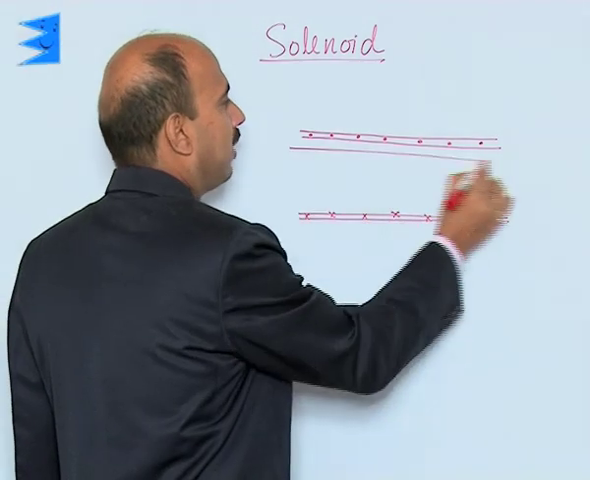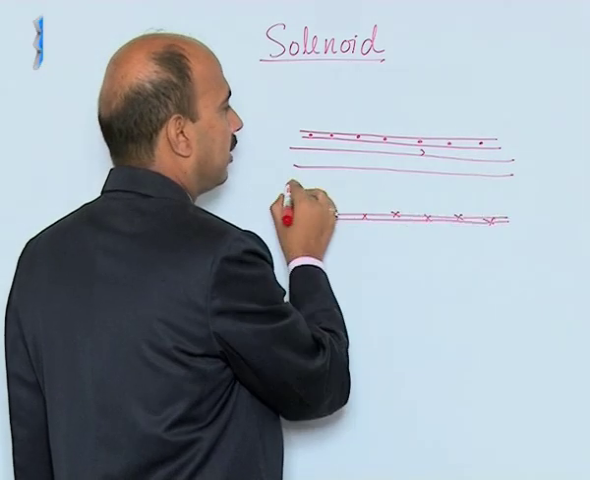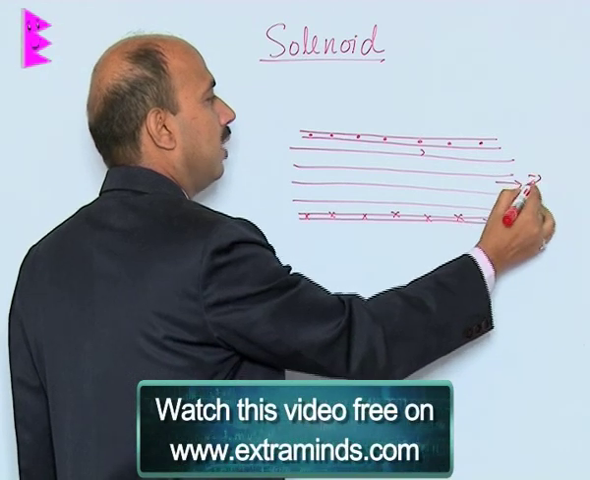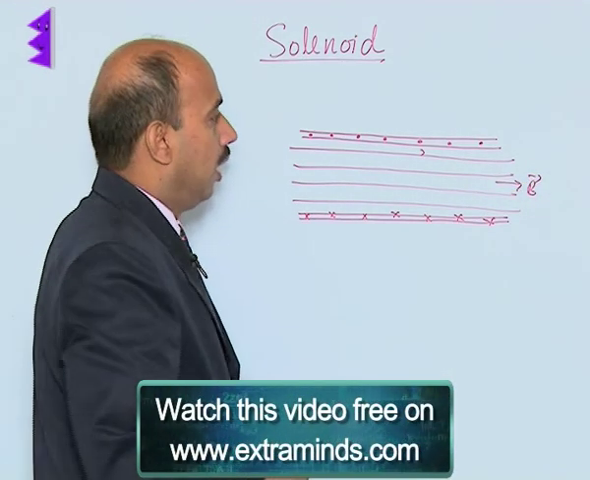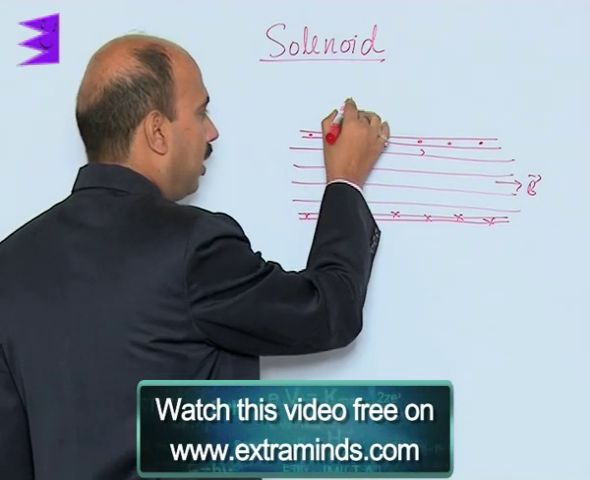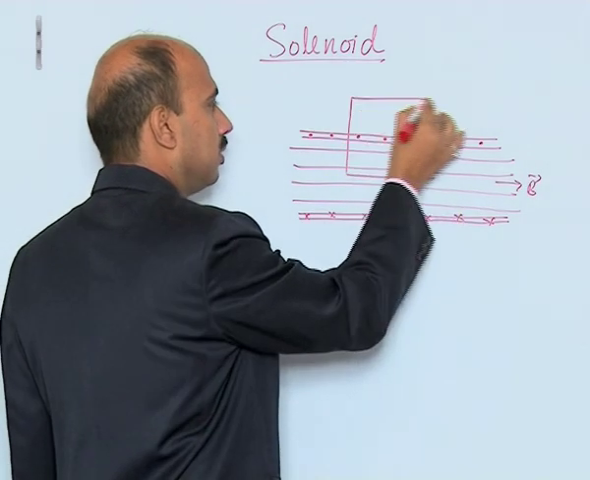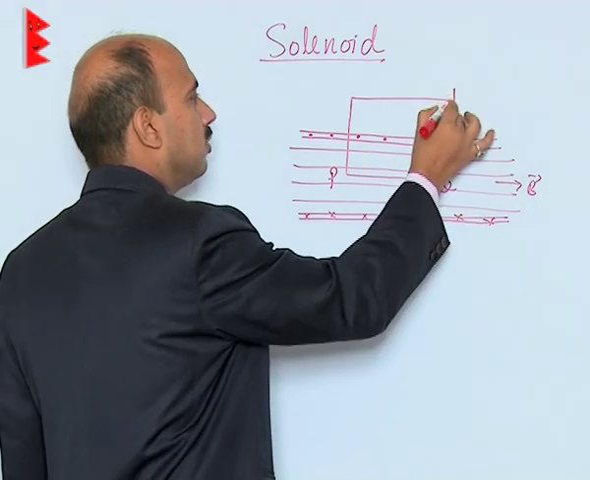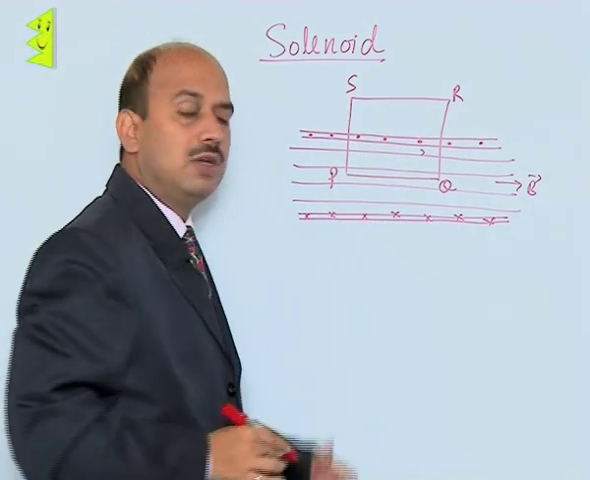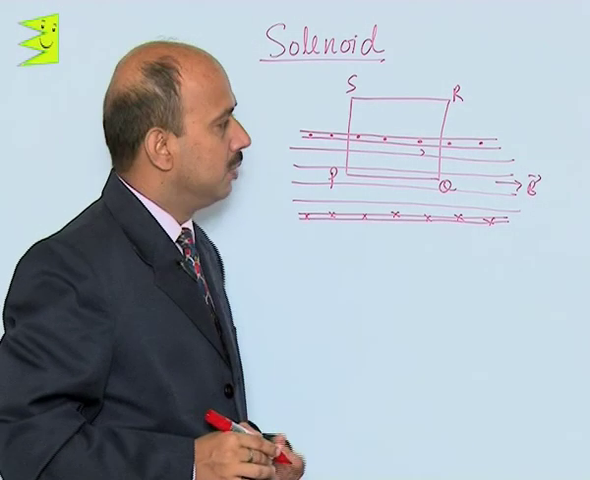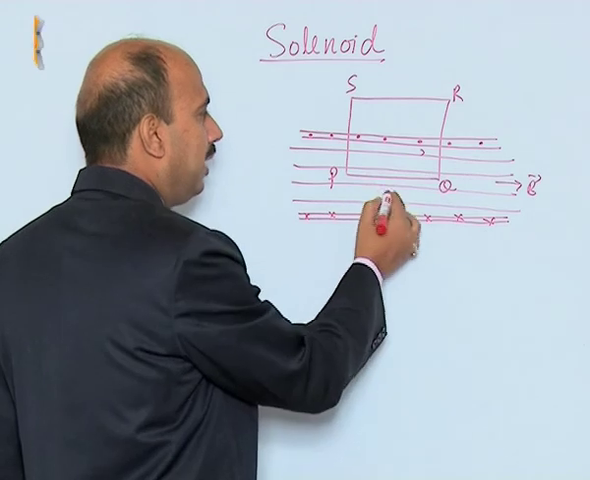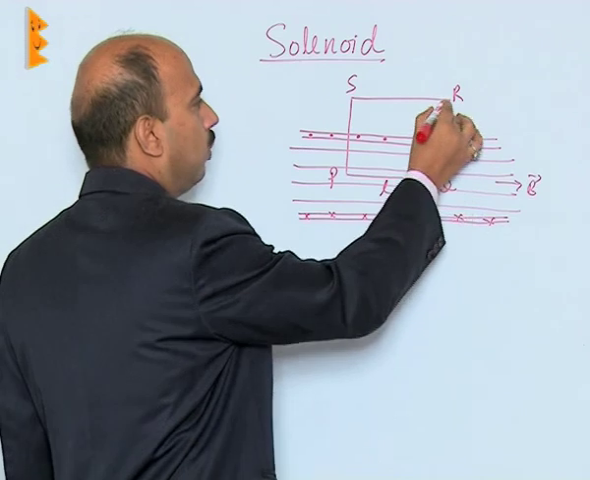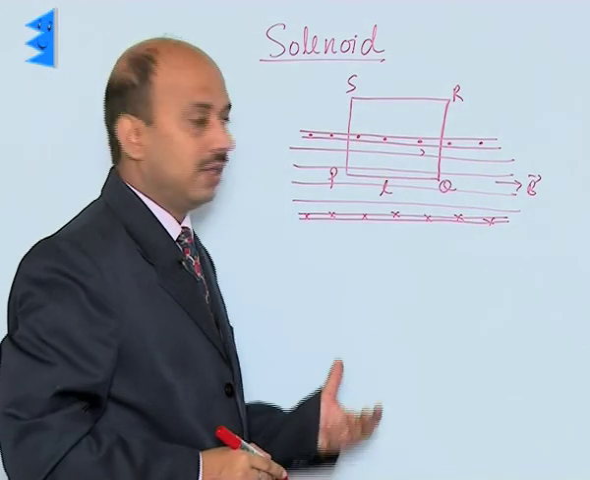Magnetic field is uniform inside it, like this. The direction of the magnetic field is to this side. And now, we assume an Amperian loop like this, which is enclosing this much part. These corners are P, Q, R, and S. Outside the solenoid, the magnetic field is negligible, approximately 0. We take the whole length PQ as L, and QR, RS, that is also equal to length L.